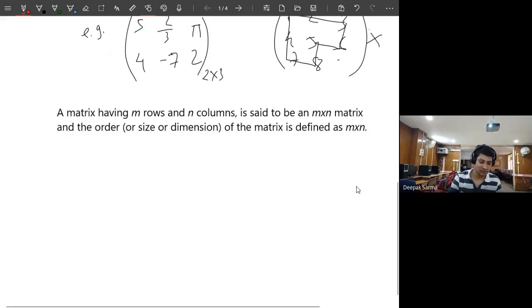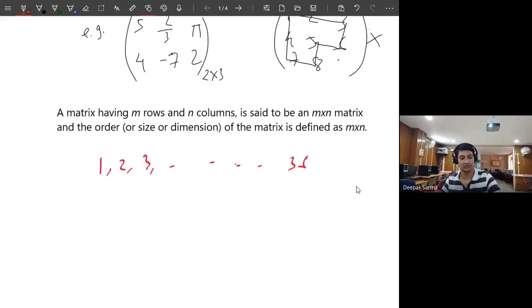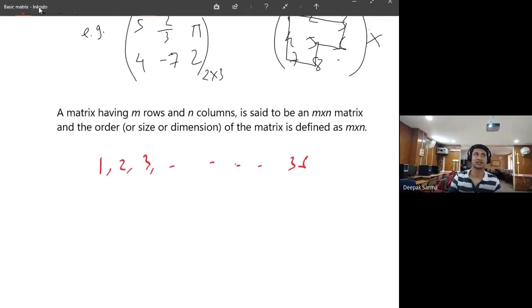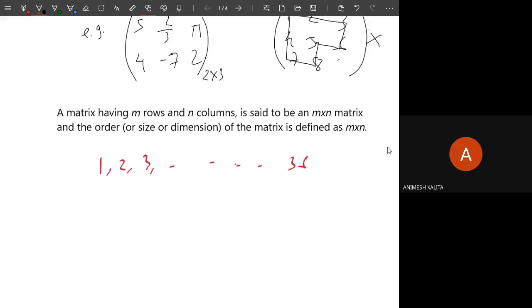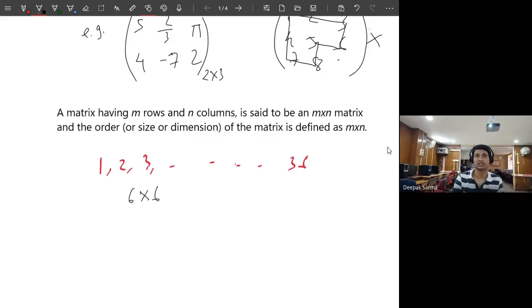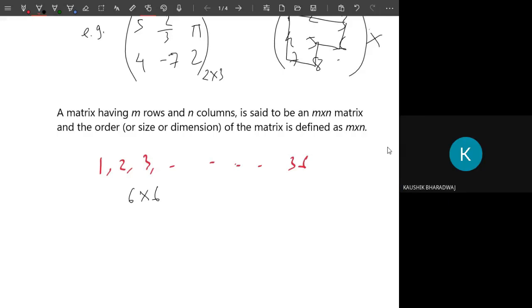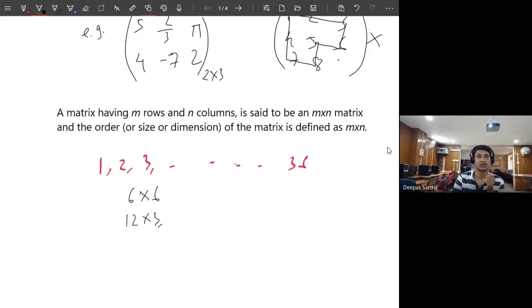So now if I ask you, suppose we have the numbers 1, 2, 3, up to 36. Got it? If we have to arrange them in a rectangular form, or express them as a matrix, in how many different ways can you write 36 numbers? Can you say? What are the possible orders? One, you can have, suppose, 6 rows, 6 columns. Then 6 by 6. Then any other possibility? Any other possibility? So 12 into 3, 3 into 12. Okay, 12 into 3, and give me the right side by side.